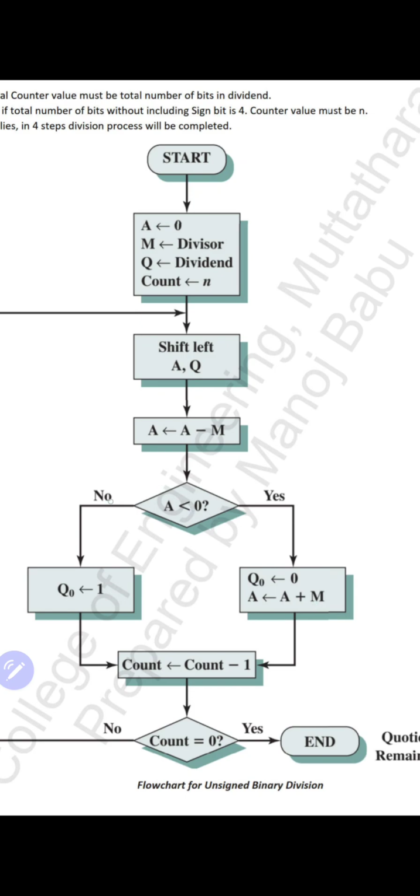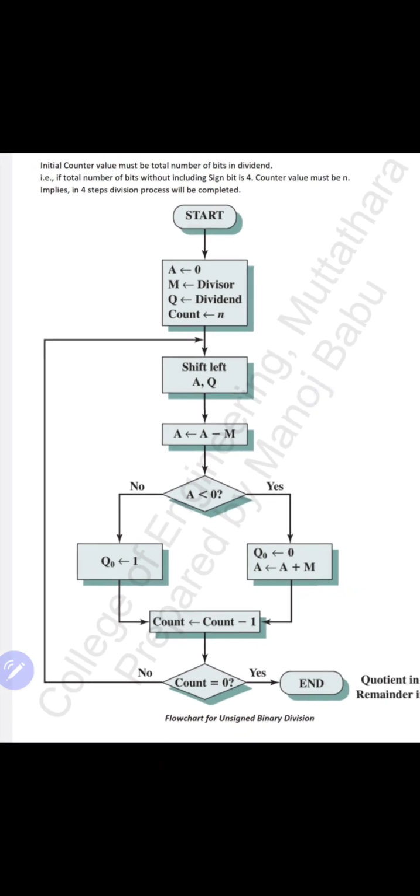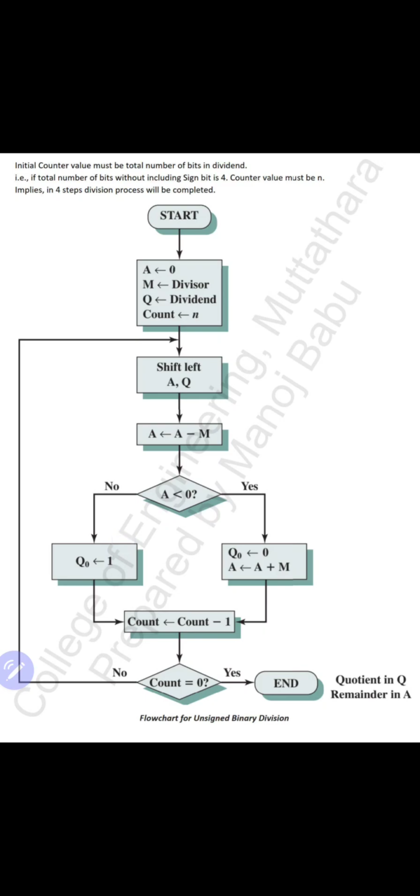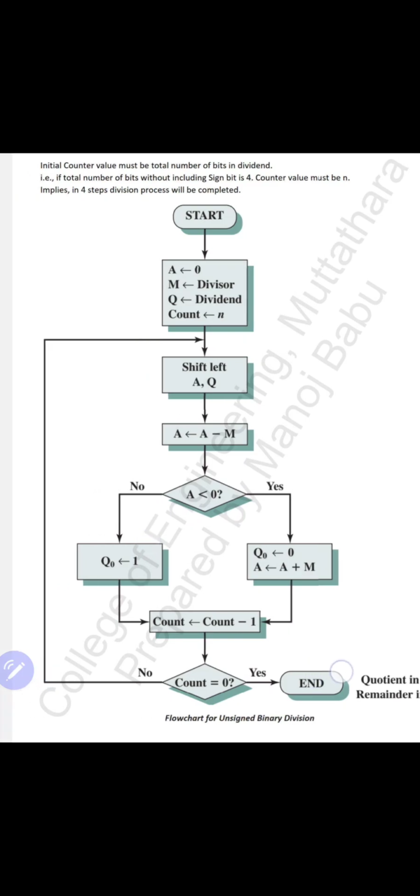If A is not less than 0, that is, A is not a negative value and has become positive, put the value of Q0 equal to 1. So this is the process, looking at the status of A. If A is positive, put Q0 equal to 1. If it is negative, put Q0 equal to 0 and restore the A value by doing A plus M. After that, the count will be decremented by 1. If the count becomes 0, then end the process, and the quotient will be in the Q register and the remainder will be stored in the A register. If the count is not equal to 0, then the process will repeat from here.